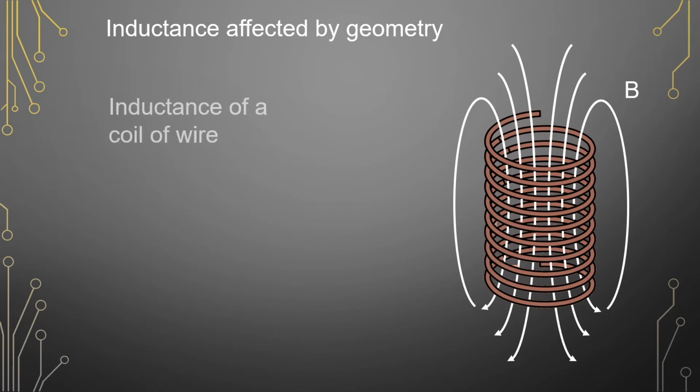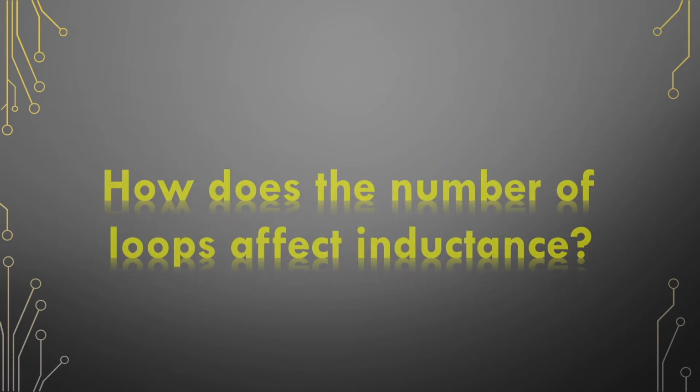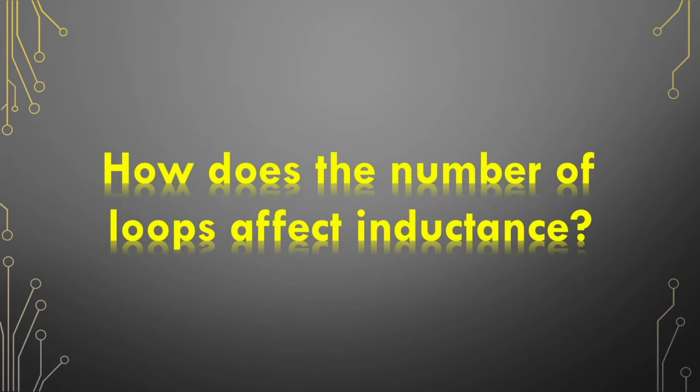The inductance of a coil of wire can be expressed in this equation, where N is the number of loops of the coil, A is the cross-section area of the loop, L is the length of the coil, and mu is the magnetic permeability of the medium. Let us first explore the effect of the number of loops of the coil on its inductance.